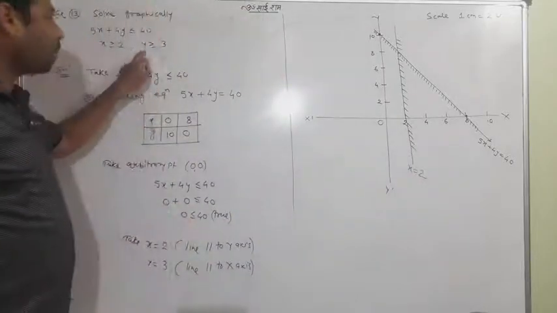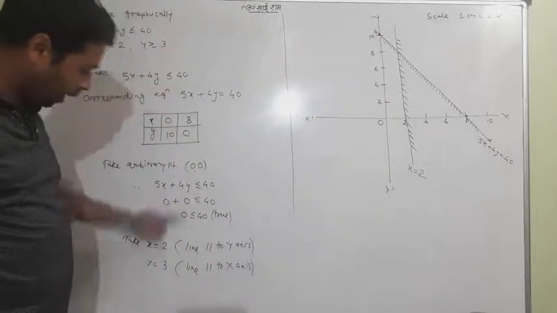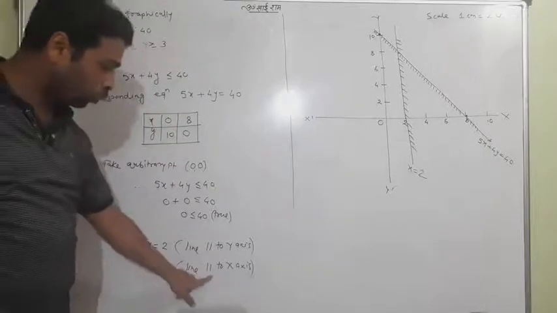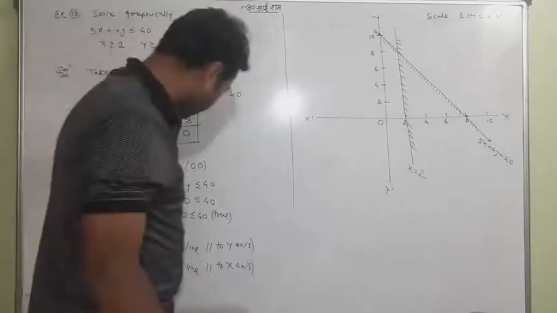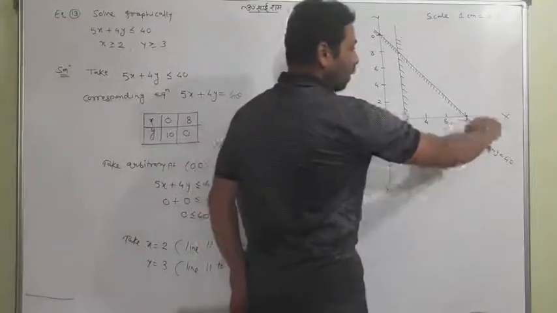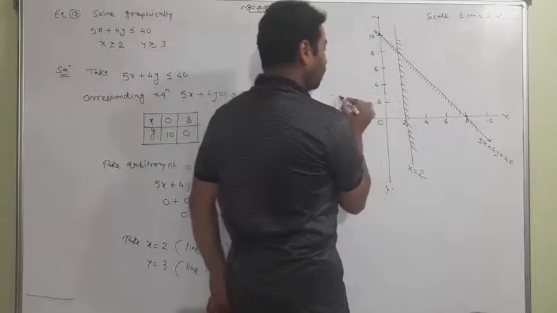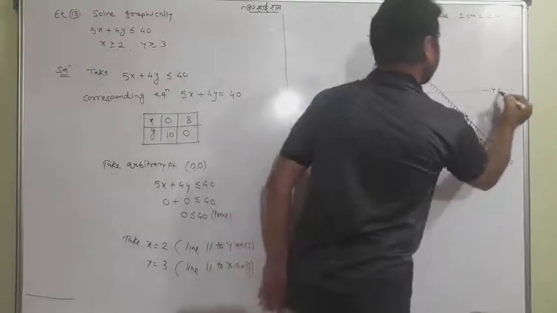And when we talk about y greater than or equal to 3, we have taken the equal to sign. Instead of that sign, it was showing a line parallel to the x-axis, y equal to 3. So parallel to the x-axis, y equal to 3 is here, between 2 and 4. Definitely we will make this line, which is y equal to 3.